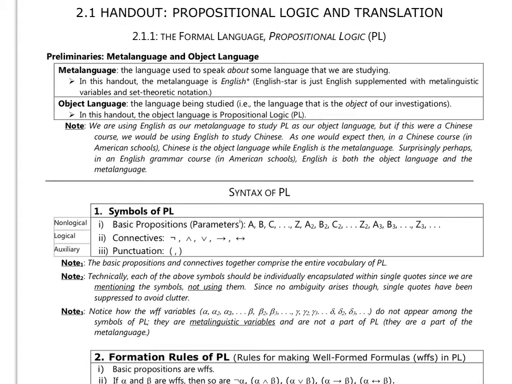All right, here we have the 2.1 handout, propositional logic and translation. First we'll talk about propositional logic, and then we'll move through to the second and third page. On the third page you'll get a little practice translating from English into the formal language propositional logic, or PL for short. First we have this distinction between meta-language and object language.